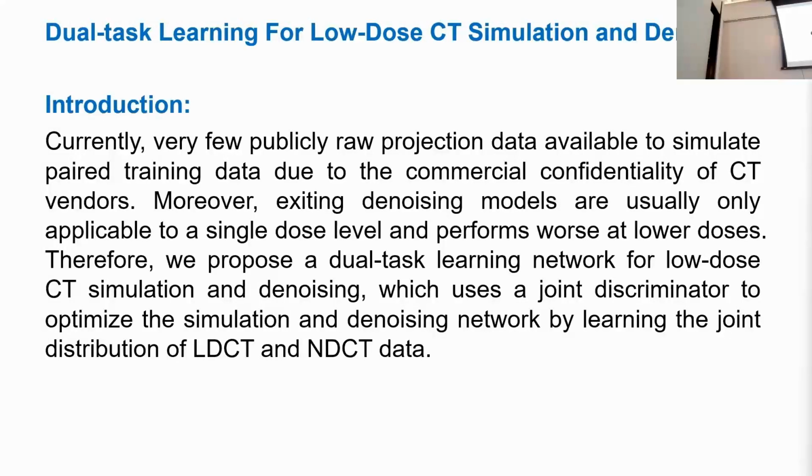Dear all, currently very little projection data is publicly available to simulate paired training data due to the commercial confidentiality of CT vendors. Moreover, existing denoising models are usually only applicable to a single dose level and perform worse at lower doses. Therefore, we propose a dual-task learning network for low-dose CT simulation and denoising, which uses a joint discriminator to optimize the simulation and denoising network by learning the joint distribution of LDCT and NDCT data.